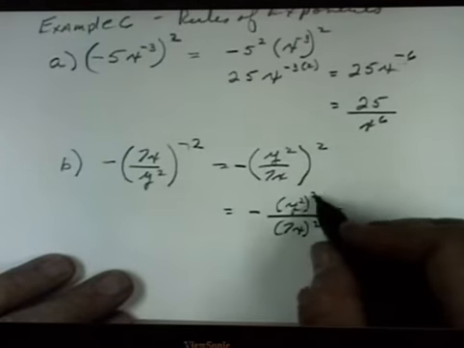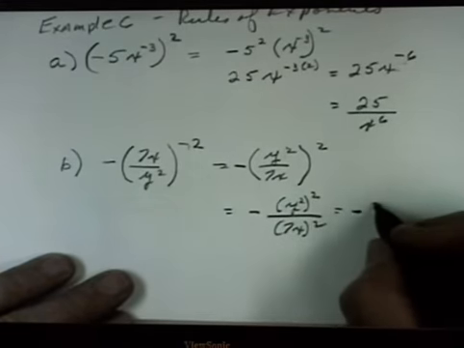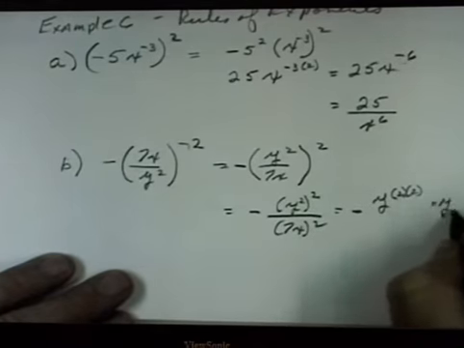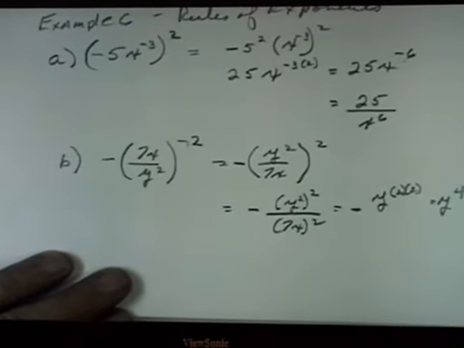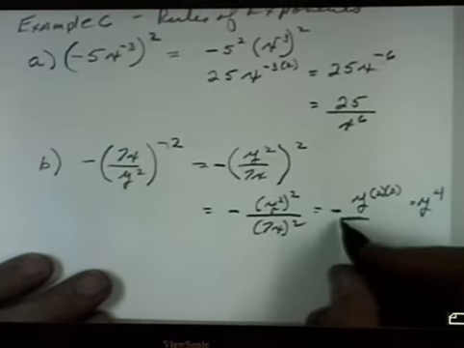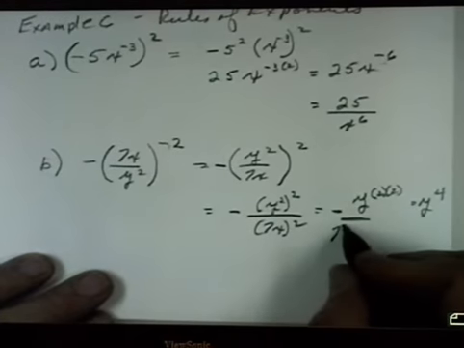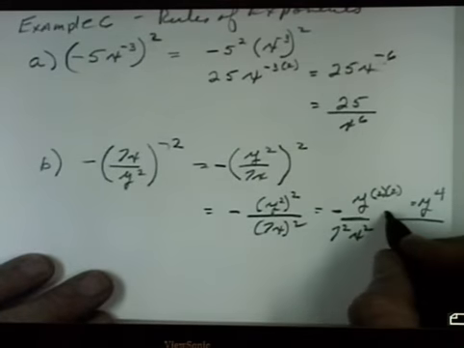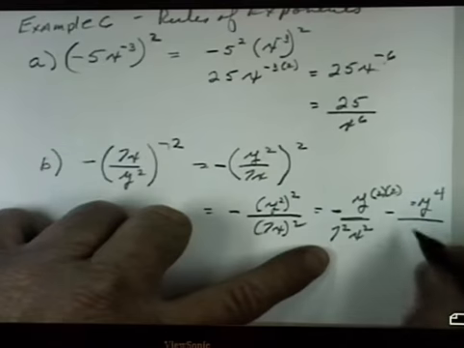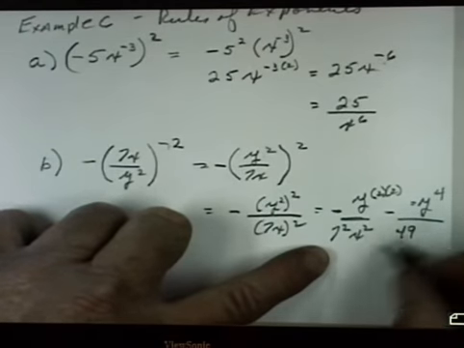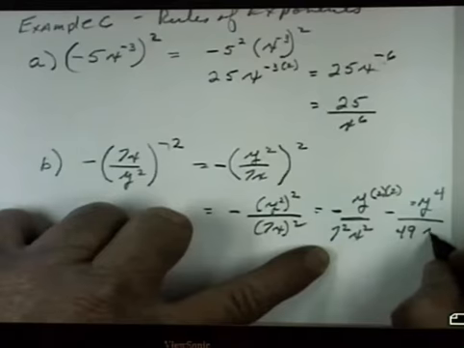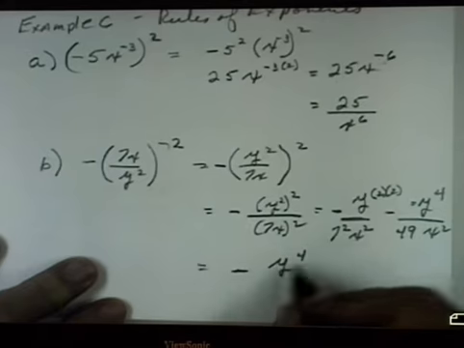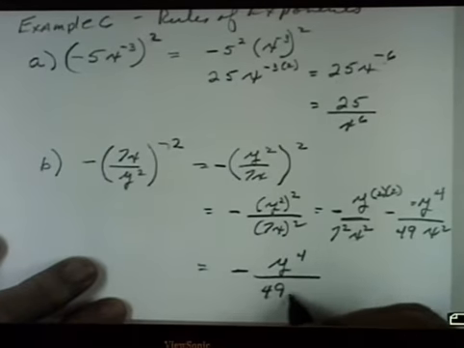Here we're raising a power to a power. So this is a minus y raised to the 2 times 2 power, which is y to the 4th. And our denominator is 7 squared times x squared. And there's a minus sign out in front here. 7 squared is 49, 7 times 7 is 49, times x squared. So our answer is a minus y to the 4th divided by 49x squared.